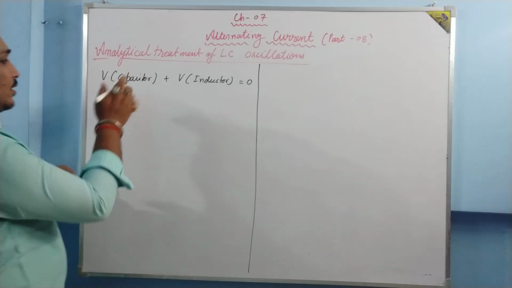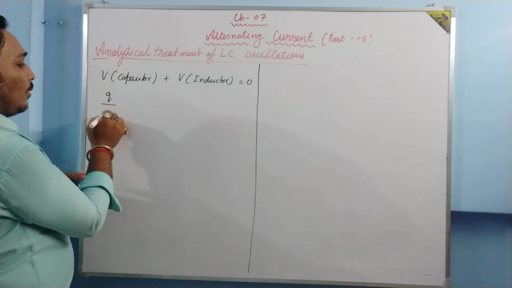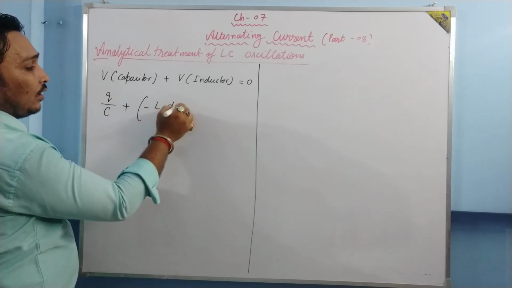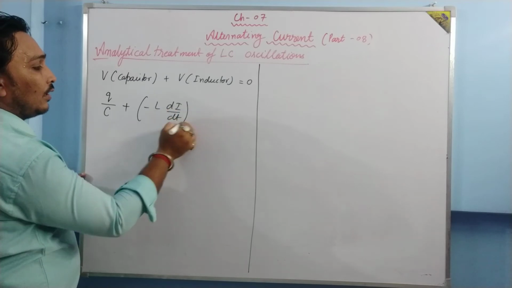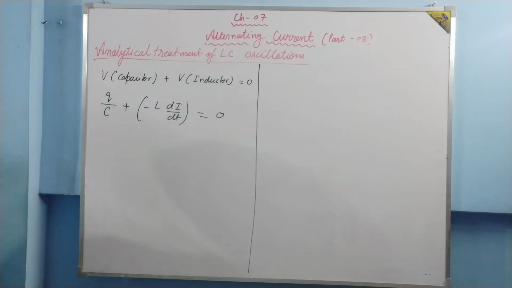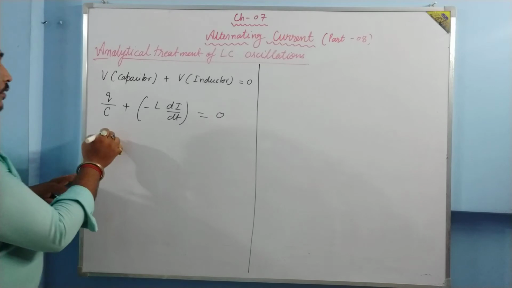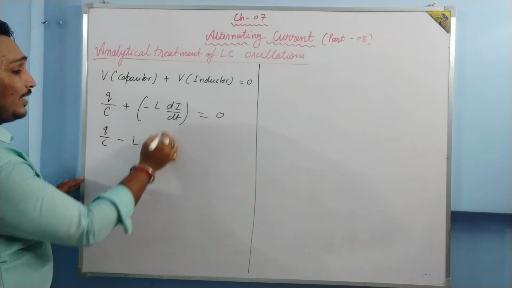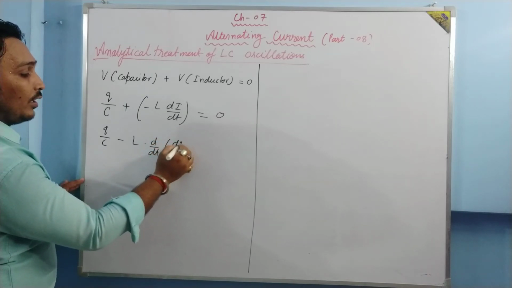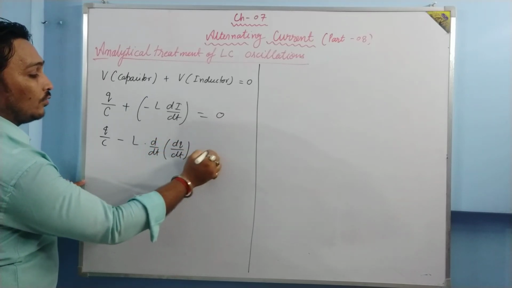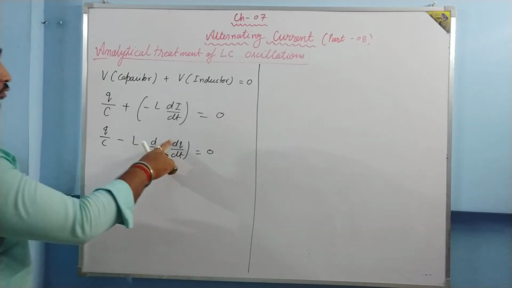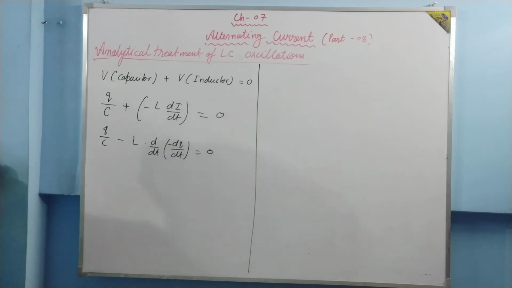So voltage across the capacitor at any instant will be Q upon C, plus voltage across the inductor, which will be minus L di by dt, is equal to 0. Now I can write I as dq by dt. But there is a twist, and that twist is I have to write minus dq by dt. Why am I writing minus?